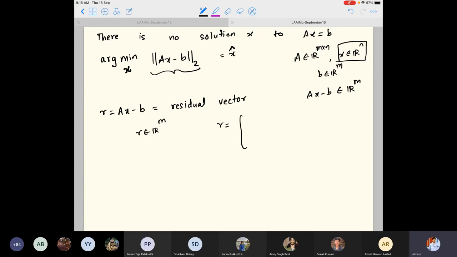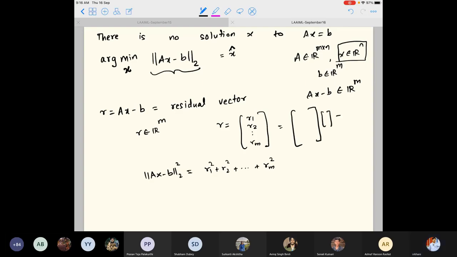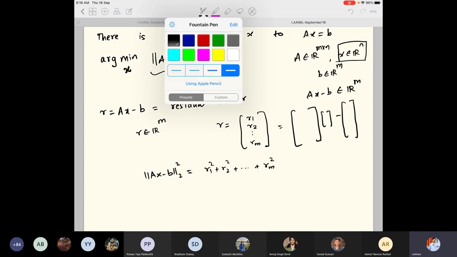So I can write R as its components R1, R2 up to Rm, right? And what is this? The norm of Ax minus B, I will take the whole square so that I can do away with the square root. So this is basically equal to R1 square plus R2 square plus up to Rm square. And what are these Ri's in particular? R is equal to Ax minus B, right? So how do you get Ax minus B? You have this particular A times x minus B, right? That is what you have. So how do you actually compute it?